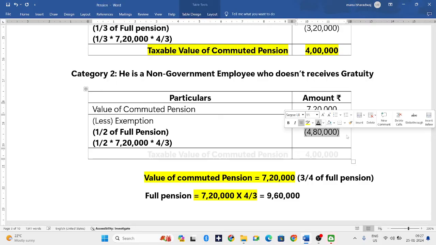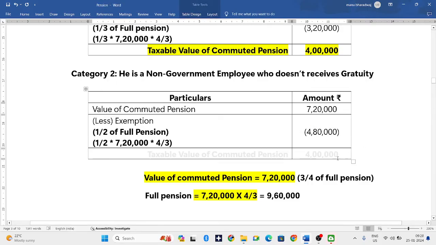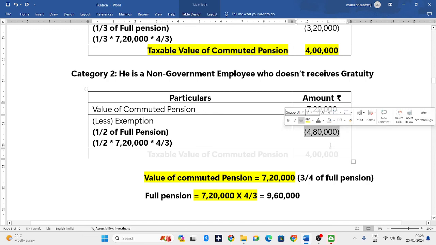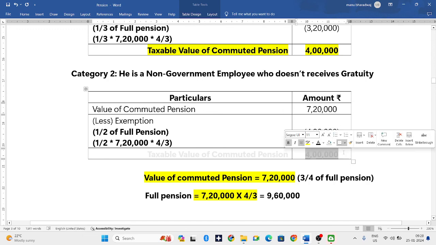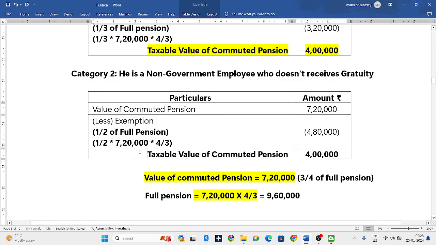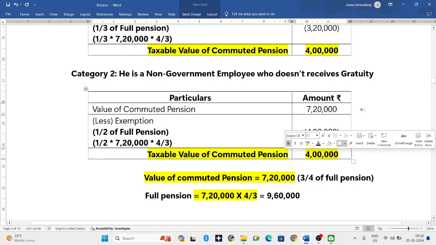When you apply the formula, it will be 4,80,000 rupees. So total 7,20,000 is the value of commuted pension. Out of that you are getting 4,80,000 exemption. The remaining 4,00,000 rupees will be the taxable value of commuted pension if he is a non-government employee and does not receive gratuity.